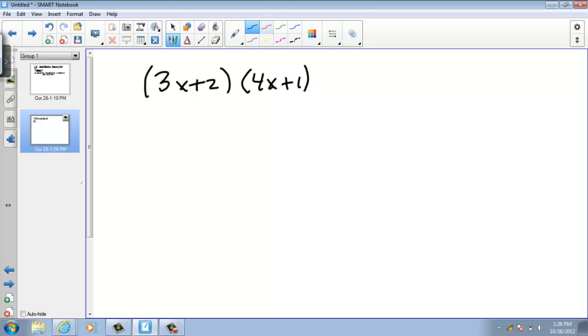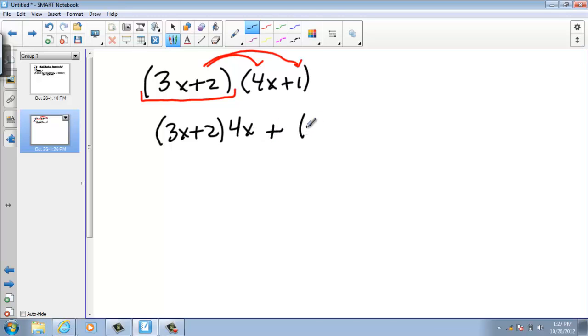So what I want you to do is think back to the distributive property, which we learned back in chapter 2. I want you to think of 3x plus 2 as just a single term rather than as a binomial. So think of 3x plus 2, and I'm going to distribute the 3x plus 2 to the 4x plus 1. If I distribute it to the 4x, we get (3x plus 2) times 4x, just like that. And then when I distribute the 3x plus 2 to the 1, you get (3x plus 2) times 1.